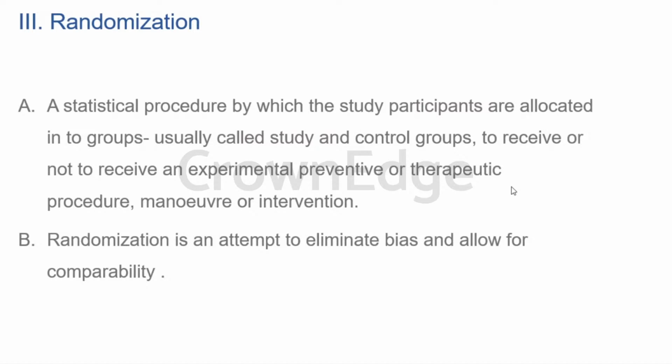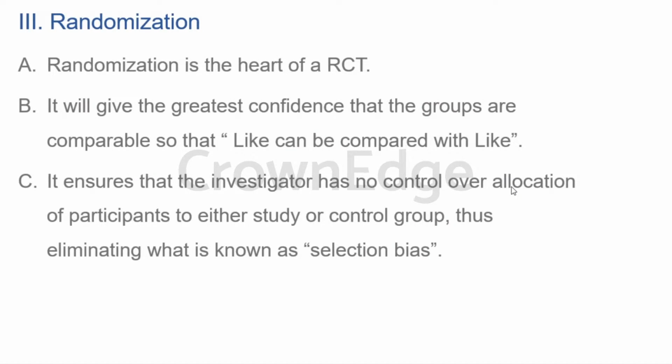So randomization is a procedure by which the study participants are allocated into study and control groups. Whether they are going to receive an experimental or therapeutic agent or not. That is the difference between study and control group, isn't it? Then it is an attempt to eliminate bias and to allow for comparability. Randomization is the heart of a randomized control trial. This has been asked in your NEET exam numerous times.